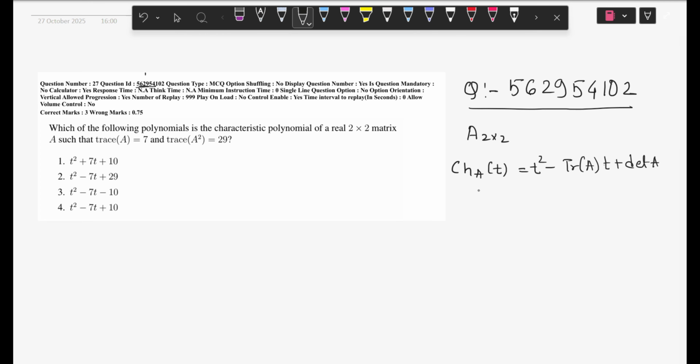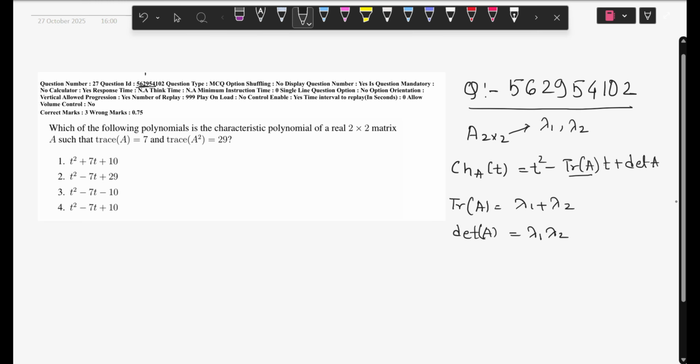Now the point is that trace of A is sum of its eigenvalue. As A is a 2 cross 2 matrix, I am considering its eigenvalue as to be lambda 1, lambda 2. So अगर lambda 1, lambda 2 एक eigenvalue होगा, therefore trace of A is the sum of eigenvalues, which is lambda 1 plus lambda 2, and det of A is the product of eigenvalues, that is lambda 1 lambda 2. So now we do know the trace of A, but we need det of A. ठीक है ना? Again, if we are able to find out det A, we have the characteristic polynomial.